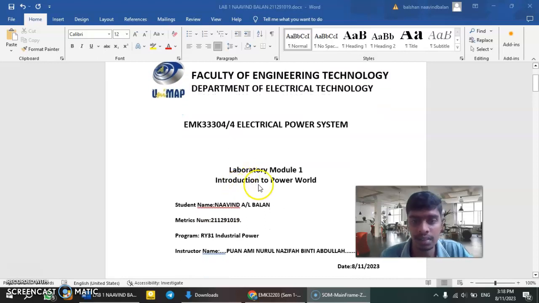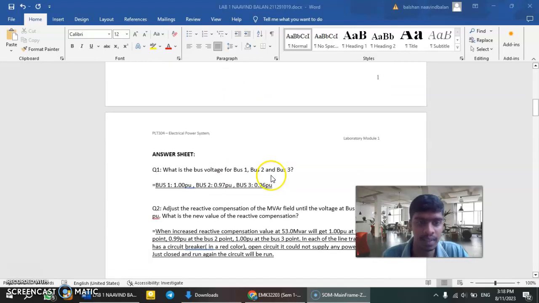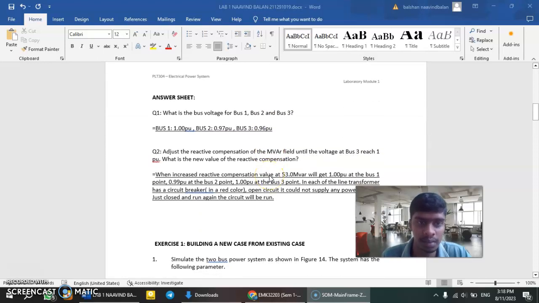Today I'm going to talk about the introduction to the PowerWorld software. For the first question, what is the bus voltage for bus 1, bus 2 and bus 3?